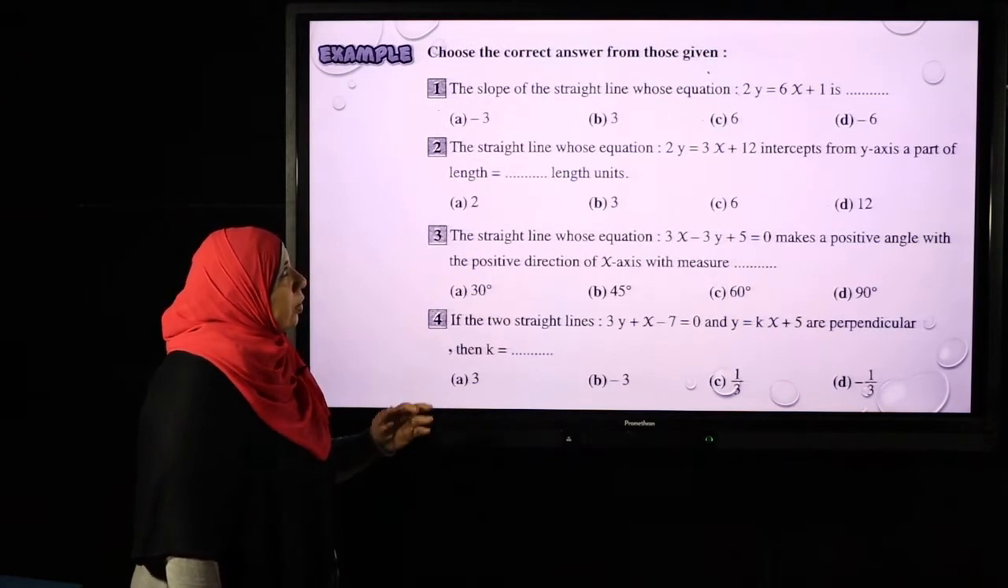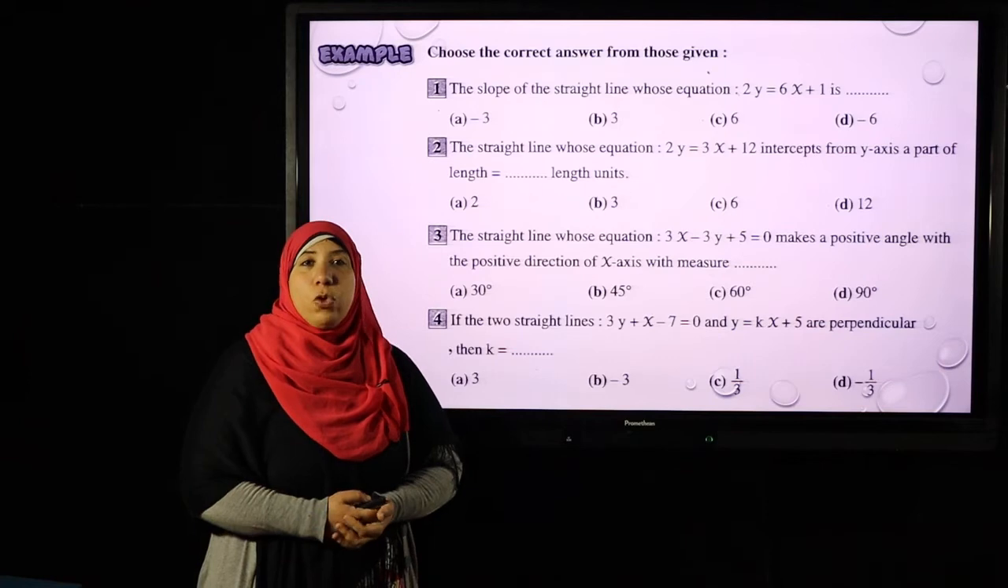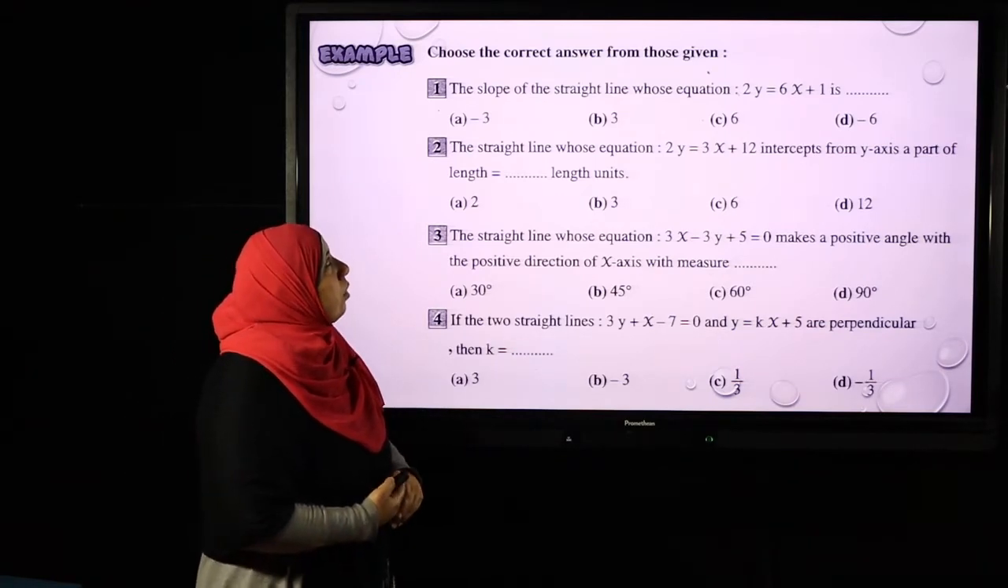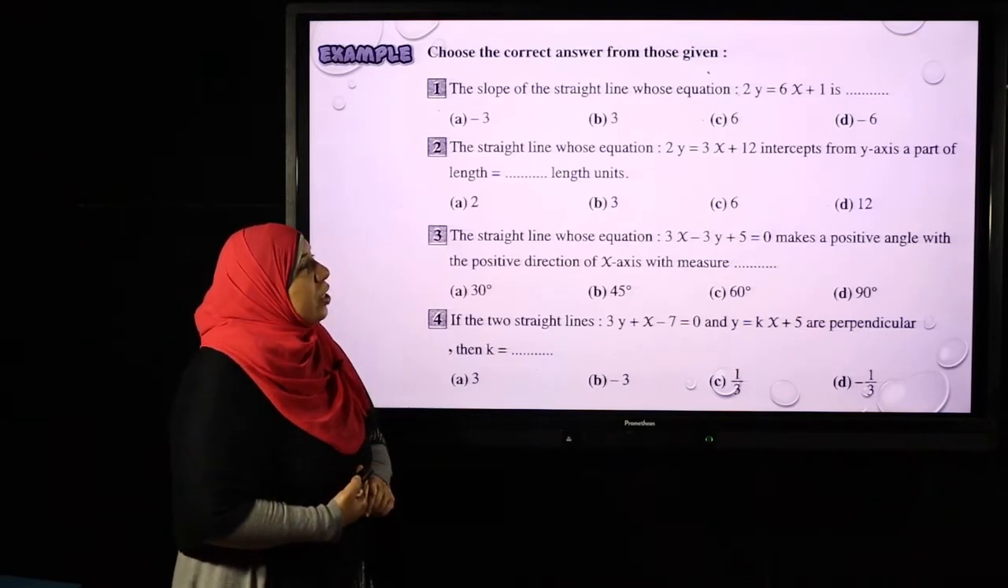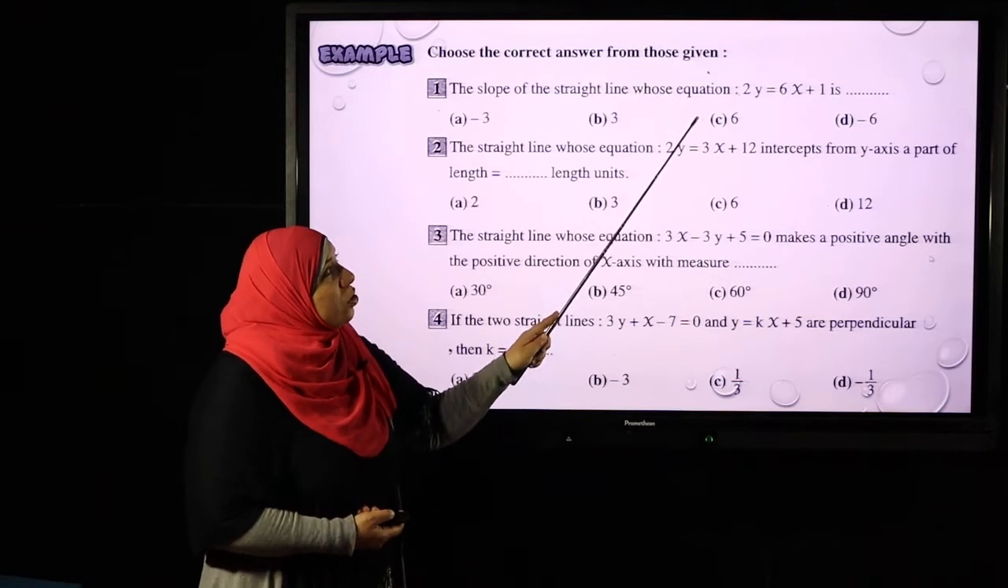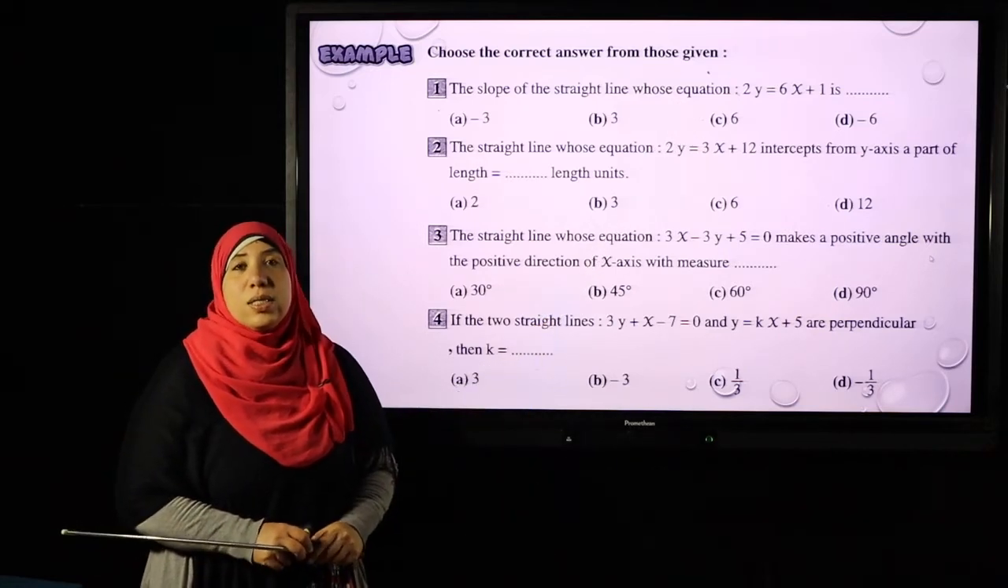For example, I have an example in this form. It says complete the following, choose the correct answer. Number 1, the slope of the straight line in this form. This form of the straight line, the slope here is not 6.